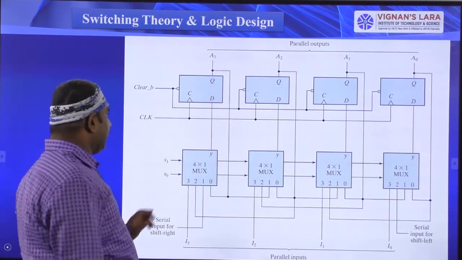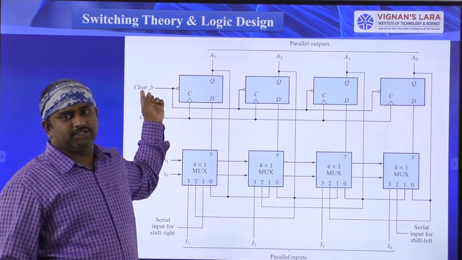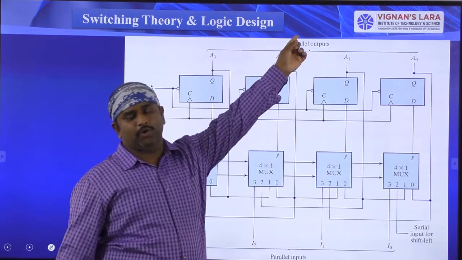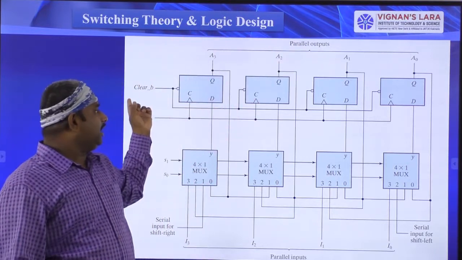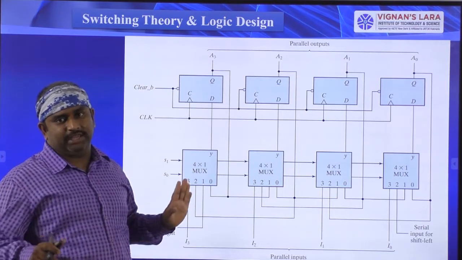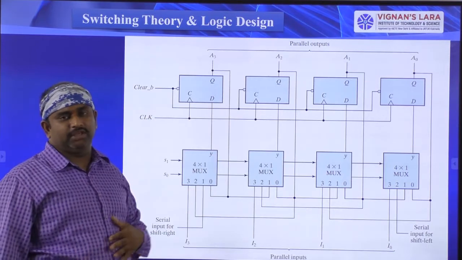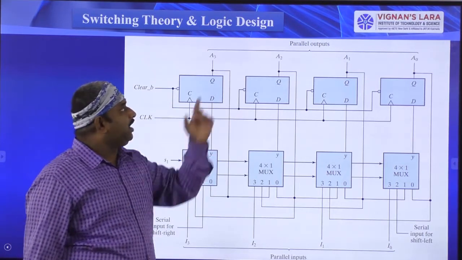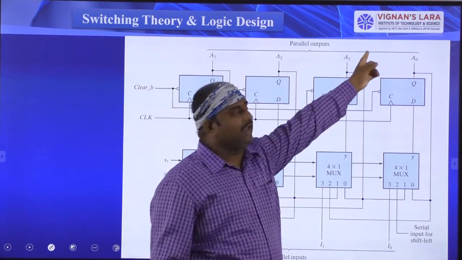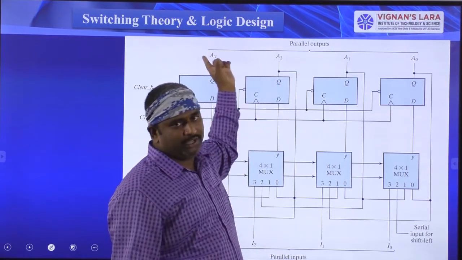This is very important. And here I am using a clear signal. When I give the clear signal equal to 0, all the flip-flop outputs go to 0. Whenever I give clear equal to 1, the clear is not working. So you can do your operations by enabling the clock signal or by giving the inputs. So that is the clear signal. Here I am taking the 4 parallel outputs, that is A0, A1, A2, A3.